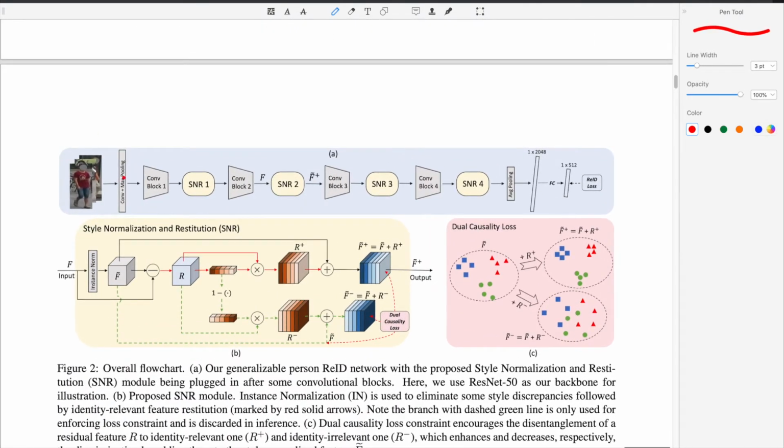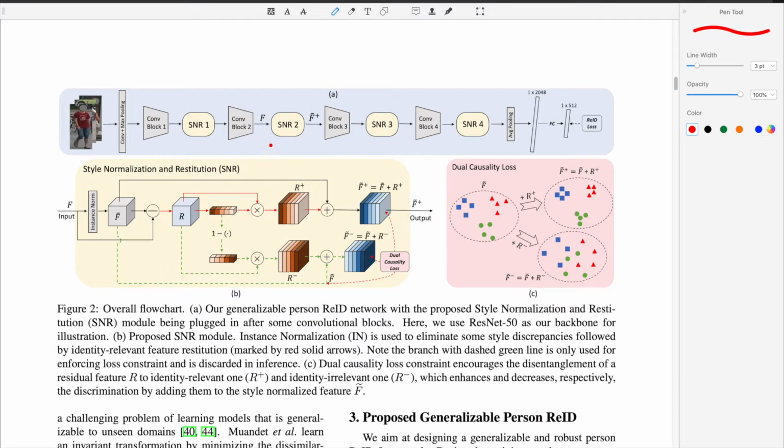Since this SNR module has the same output dimension as the input dimension, it can be plugged into any part of a convolutional CNN. The paper put 4 SNR modules, SNR 1, 2, 3, 4, in the intermediate features of the convolutional neural network. The other parts are basically the same as any other traditional ReID model. So let's look at this SNR part in detail.